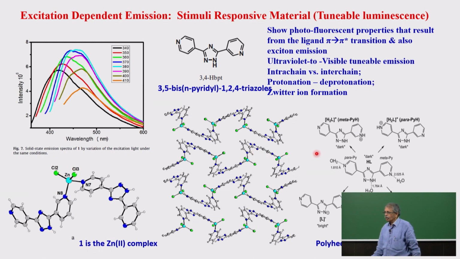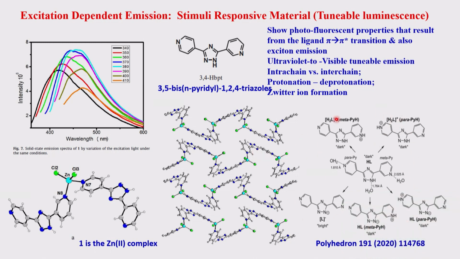Point number two: come to the bottom right corner, where I've shown this flow chart. This species can exist in a positive, cationic form, either here or there, it's one and the same. Or it can have an anionic form on this triazole, or it can have a zwitterionic form, with anion and cation on this side or on that side. So this molecule can be a positive species, a negative species, or a zwitterionic species. So why are we stressing this?